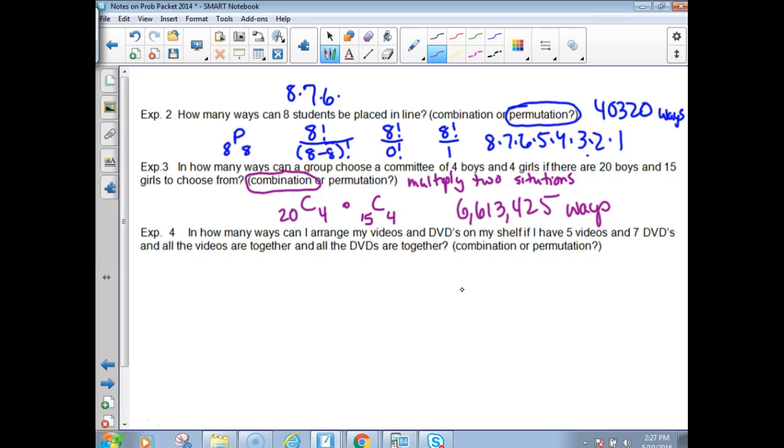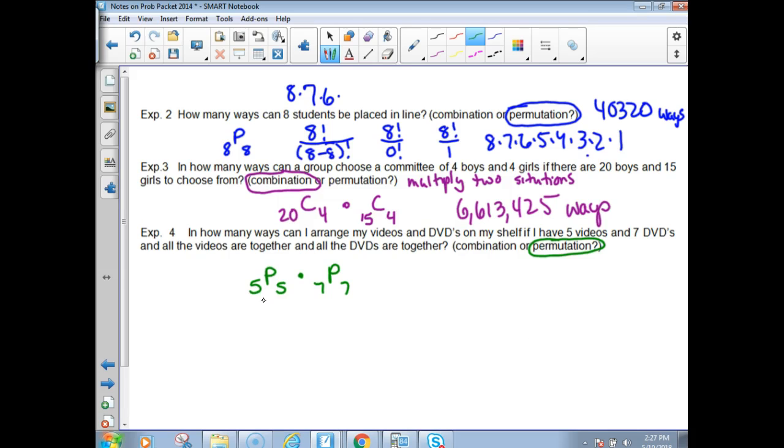Okay, and how many ways can I arrange my videos and DVDs on my shelf if I have 5 videos and 7 DVDs, and all the videos are together and all the DVDs are together? Does order matter? Yes, it does. Permutation. All right, we've got 2 situations because we're going to do the videos and the DVDs separately. If the videos are all together and the DVDs are all together, this won't be as complicated as it would be if they weren't. We're going to do 5 permutations of 5 times 7 permutations of 7. You're putting them all on the shelves.